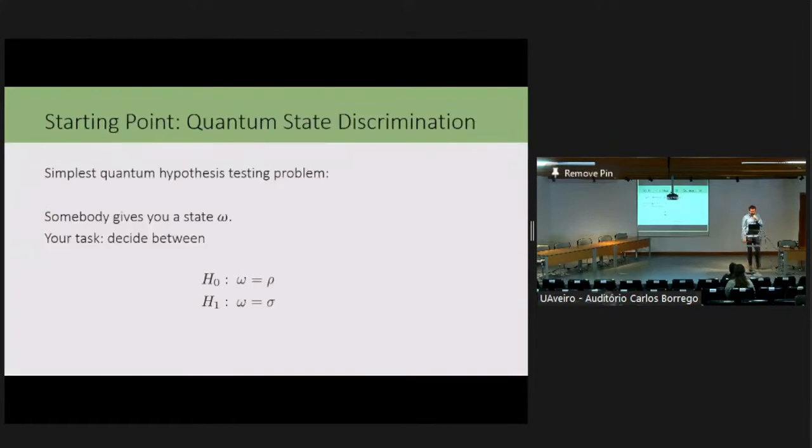So what I'd like to start with is the simplest quantum hypothesis testing problem, where somebody gives you a state, let's call it omega, and your task is to decide between two possible options for what the state could be. It could either be state rho or state sigma, and the idea is that you have a full, let's say, classical description of what rho and sigma are. Somebody writes down the density matrices of rho and sigma and tells you, okay, the state which you have as a physical state, you're supposed to figure out which of the two options it is.